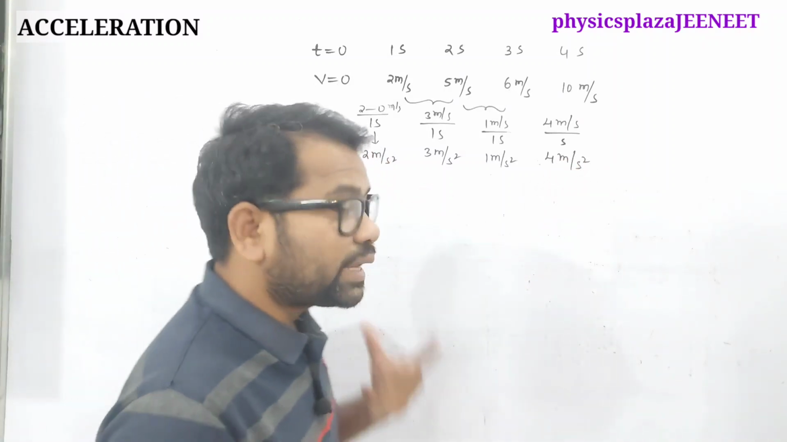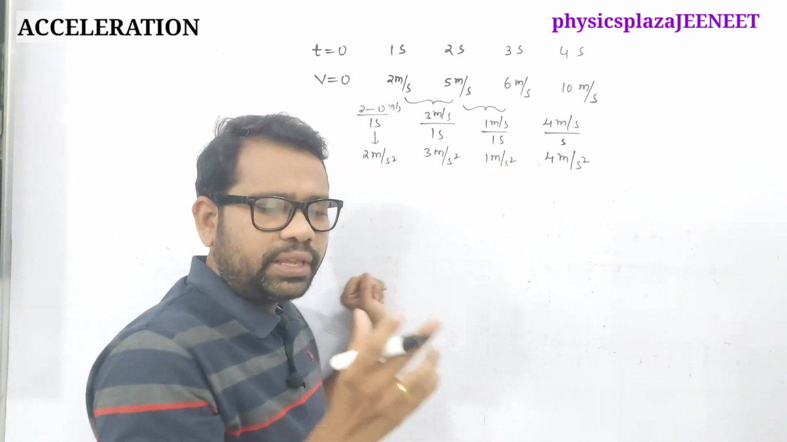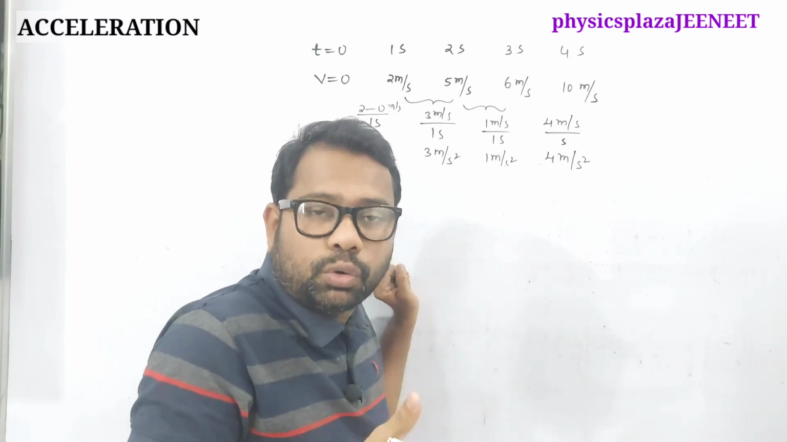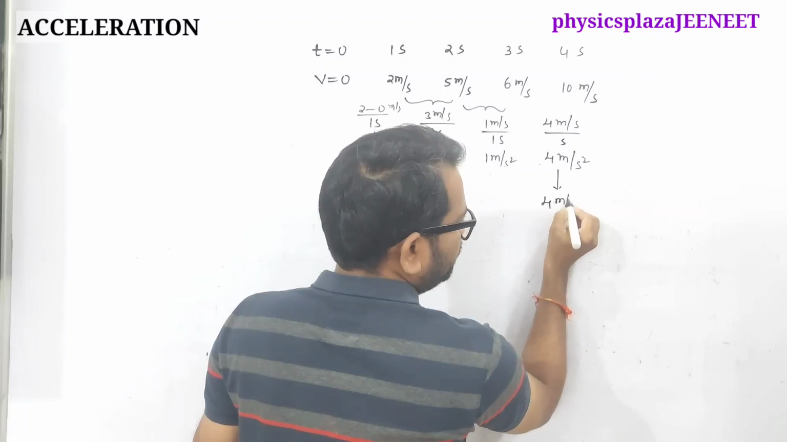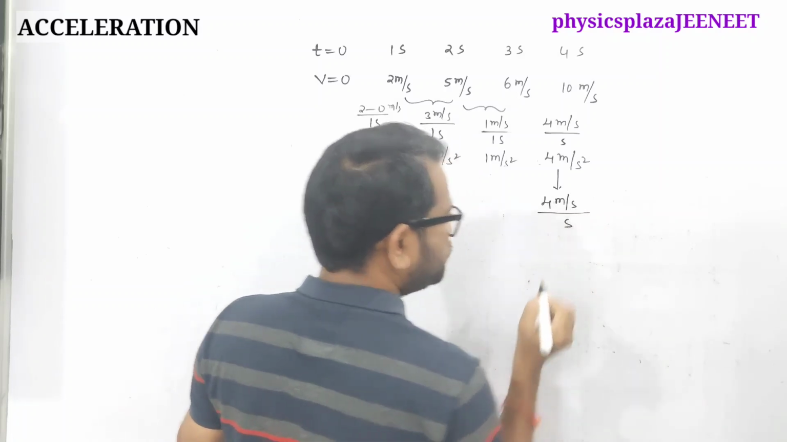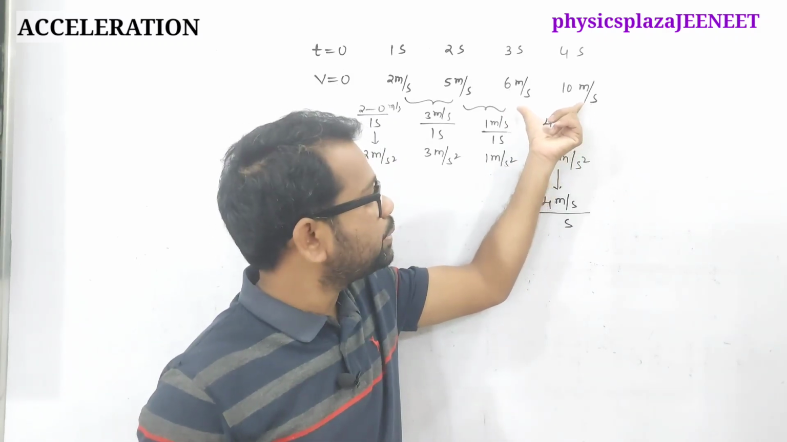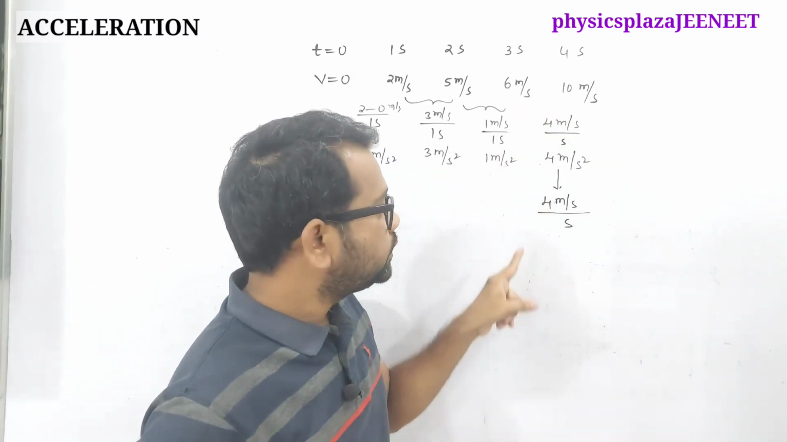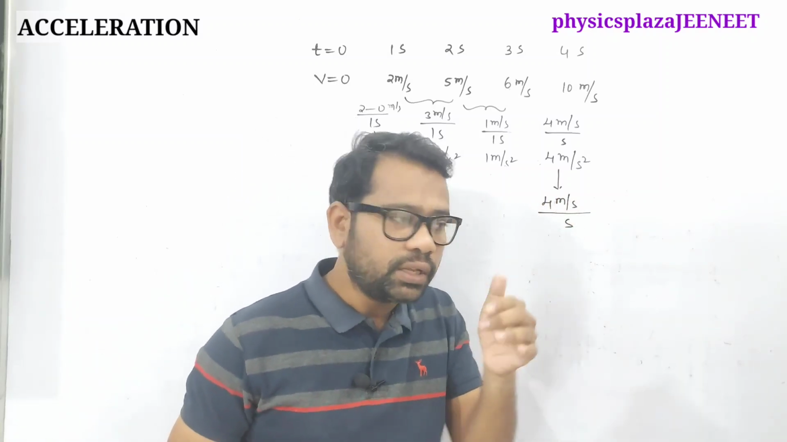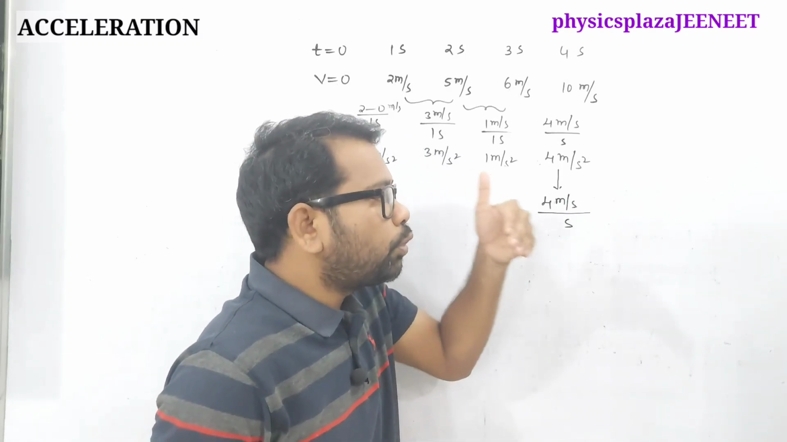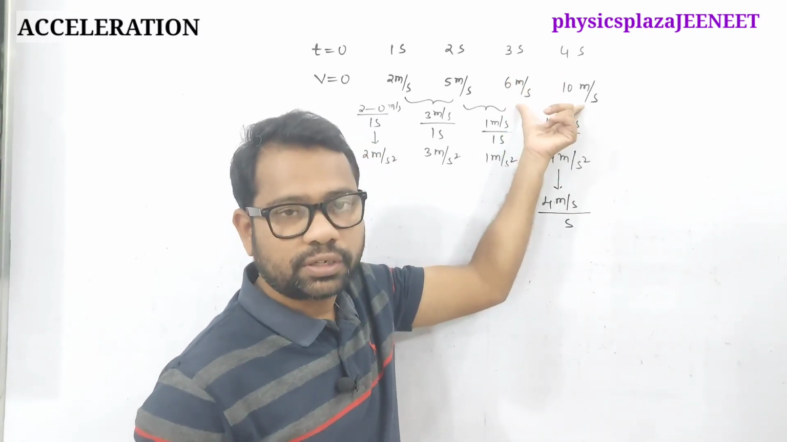Children, how should we understand meter per second square? This is very important. If the acceleration value is 4 meter per second square, you have to look at it like this: 4 meter per second. In this time interval, you should understand that the vehicle's speed is increasing by 4 meter per second in each 1 second. The velocity of the object keeps on increasing: 4 meter per second, 8 meter per second, 12 meter per second. I am talking about this time interval.